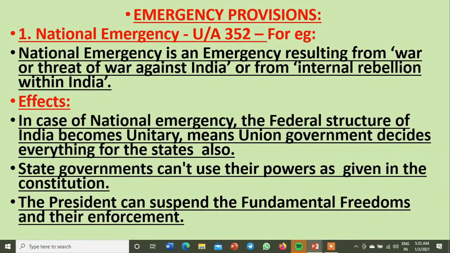Now, the national emergency is an emergency resulting from war or threat of war against India or from internal rebellion within India. You know, emergency has been declared in India earlier also. That is when there was the Indo-China War or Indo-Pak War in 1962 and 1971. That time it was declared due to war. But due to internal rebellion, it was declared only once, that is in 1975.